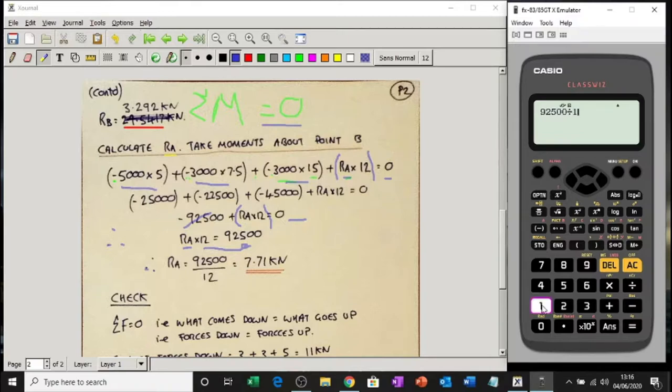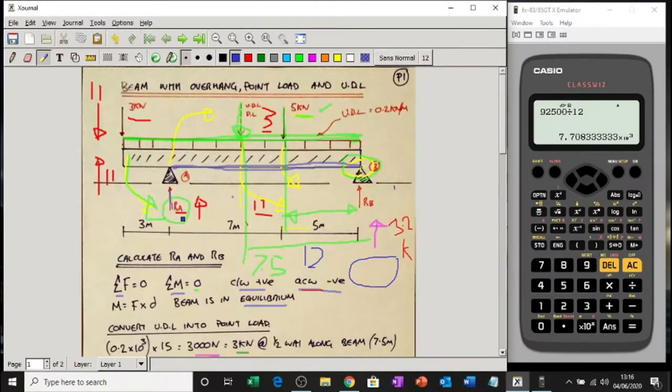92500 divided by 12 equals 7708. So you could put that in. I've rounded up a bit, so 7.7, so 7.71 kilonewtons. Don't forget, you get errors when you're rounding up, so this may add up to a bit more than 11 because I've gone up. 10 to the 3 is 1,000, so kilonewtons. So we know that RA is 7.71. So this here now is 7.71. Let's get rid of all of this. So we now have got RA and RB.